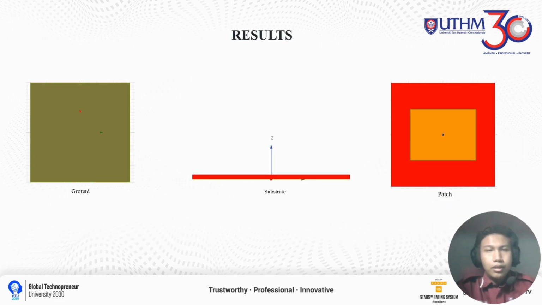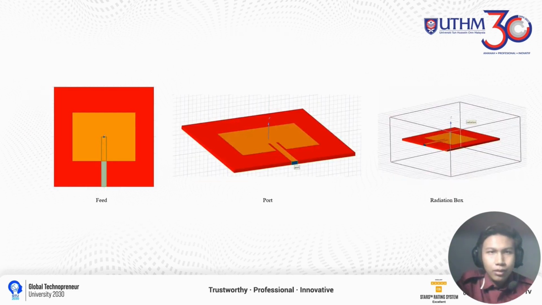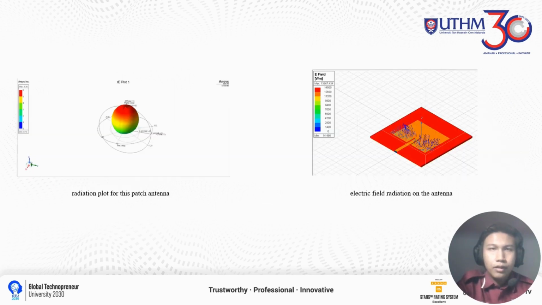For this design, the patch antenna will have the ground, substrate, and the patch. Next we have the feed and port to the patch antenna, and we also need a radiation box. After finishing the design, we need to run the simulation, and here is the result of the simulation, which shows the radiation plot for the patch antenna and the electric field radiation on the antenna.